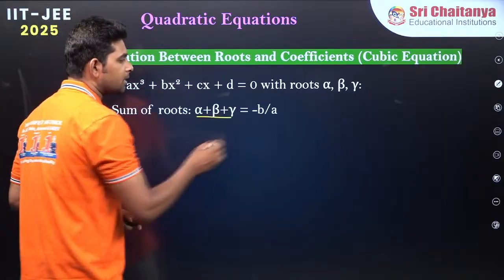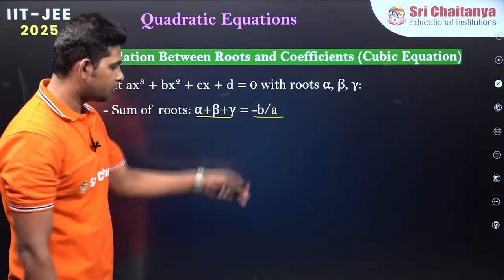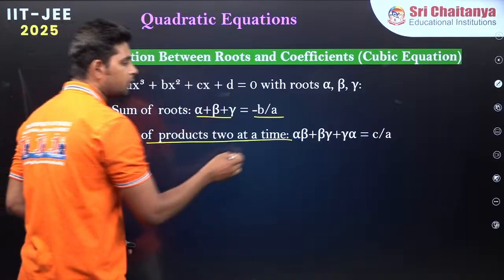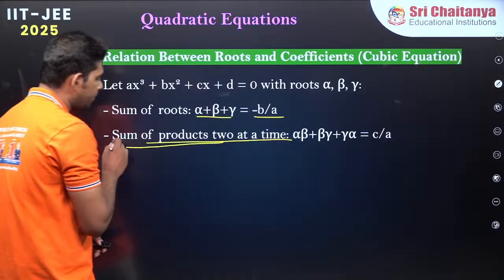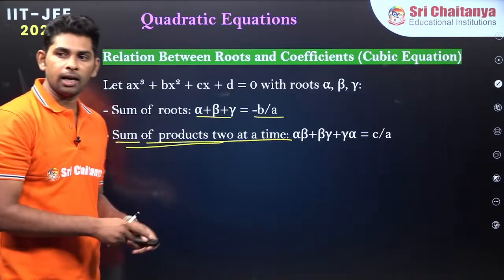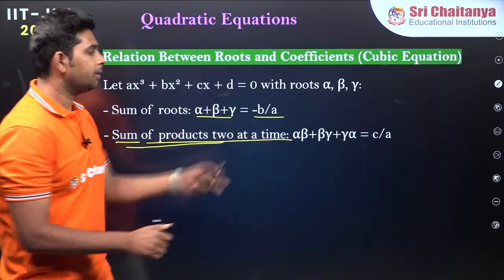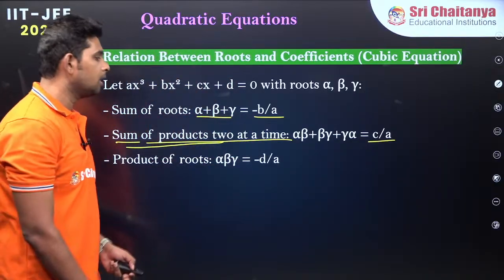Alpha plus beta plus gamma is equal to minus b by a. Already I have shown you how we get that. Then this is called the product of 2 roots at a time, and we take the sum. So this can be called the sum of the product of the 2 roots at a time. That is giving us c by a. And the last one, product of all the roots, is equal to minus d by a.